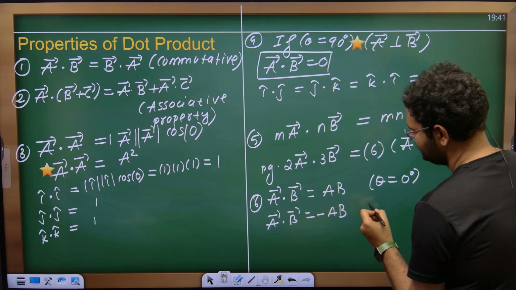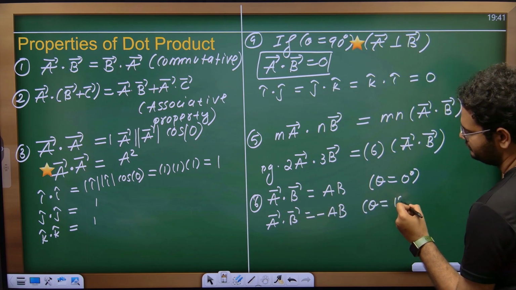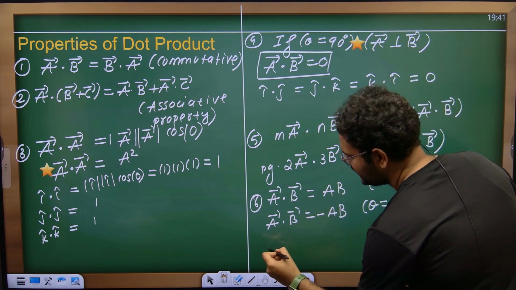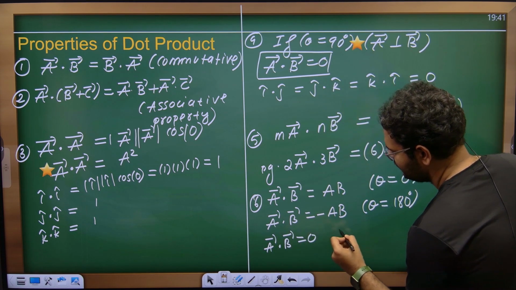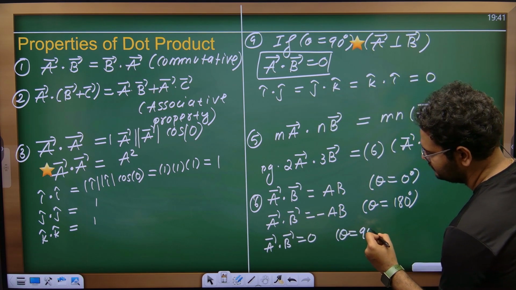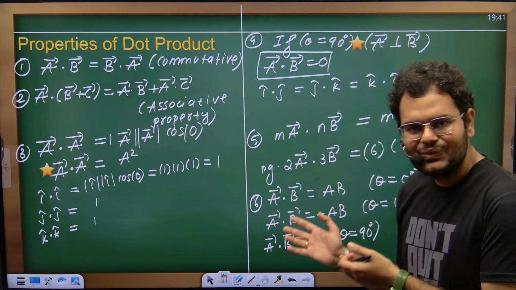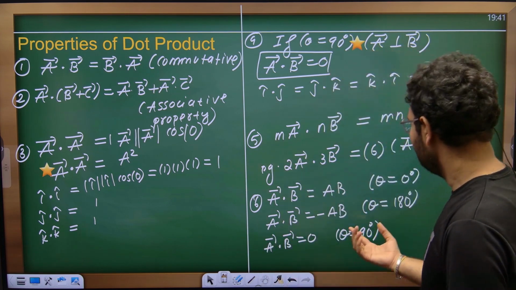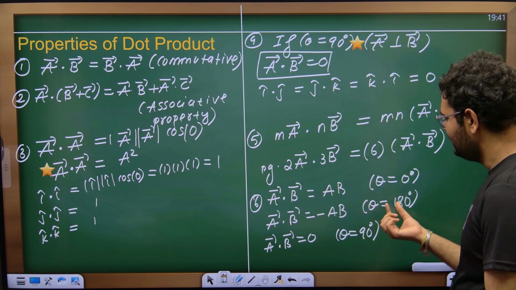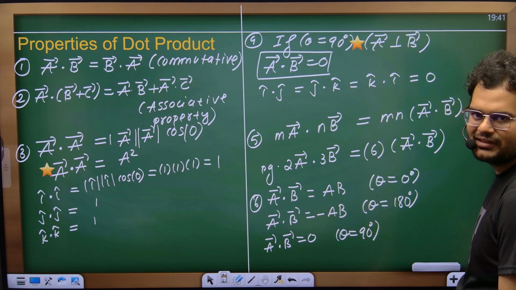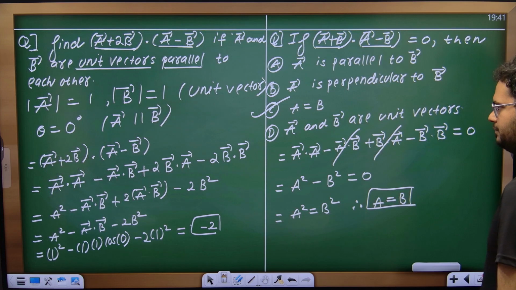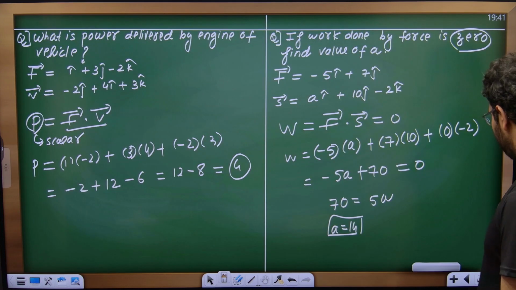When can you write this? When theta is 180 degree. Similarly, I can write A dot B is equal to 0 when theta is 90 degree. Is there anything to learn? No sir, only common sense we are applying. Here, where did the minus come from? Here theta must be 180 degree because cos 180 is minus 1, right? Let's go ahead and we'll solve the questions now.